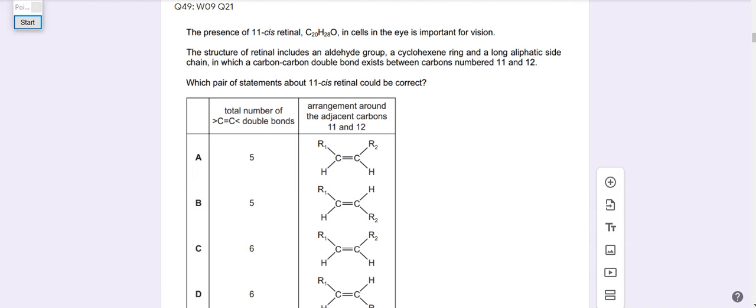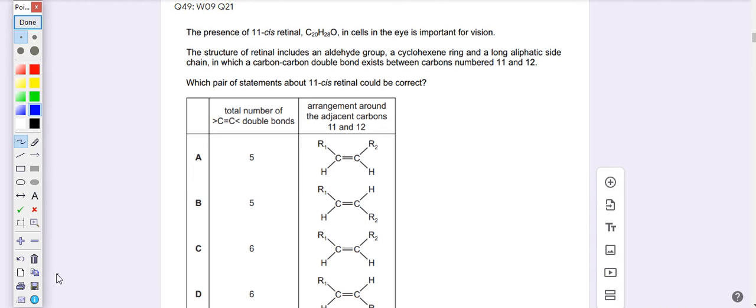I'll try to rule out the impossible answers first. There's a double bond between carbon 11 and 12, and it is called cis, right? That means the same groups, the same type of atoms, will be on the same side. So we look at this. Okay, same side, same side. Okay, A could be the answer.